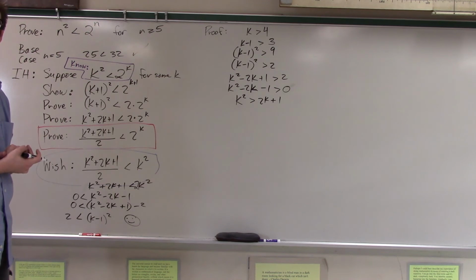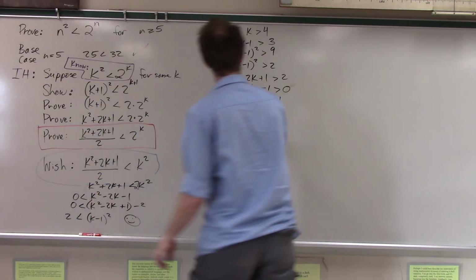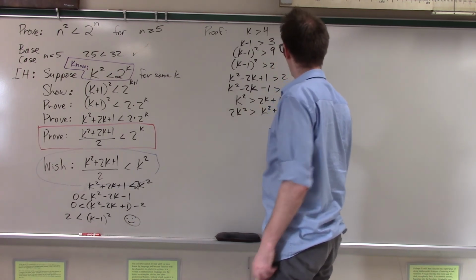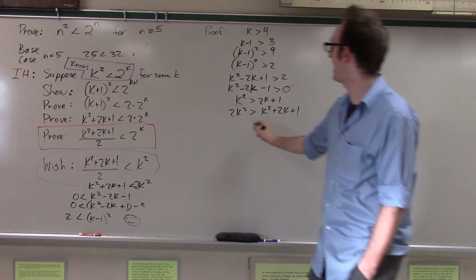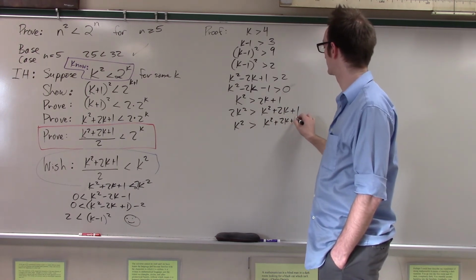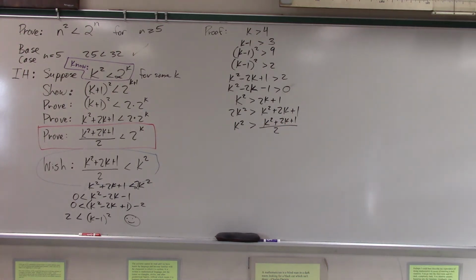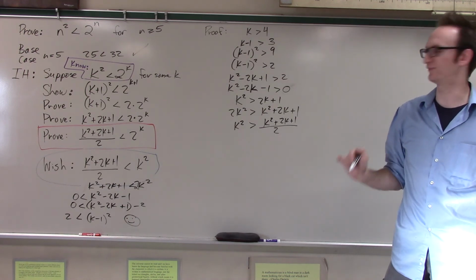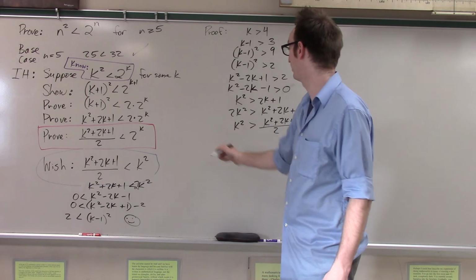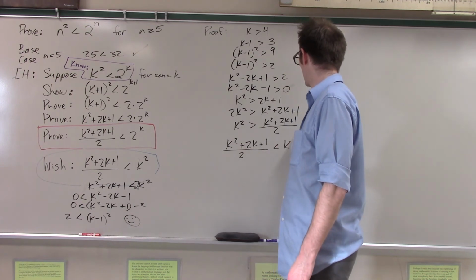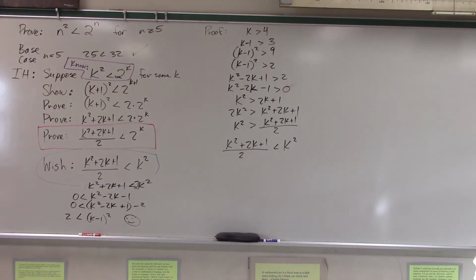Now, add k squared to both sides. So that's 2k squared is greater than k squared plus 2k plus 1. And if I divide by 2, now that says that k squared is greater than k squared plus 2k plus 1 over 2. So after 8 or 9 pretty tedious steps, but it's super airtight and satisfyingly perfect, I have now proved my wish. I have proved that k squared plus 2k plus 1 over 2 is less than k squared. That was my wish, and I proved it using only the fact that k is greater than 4.